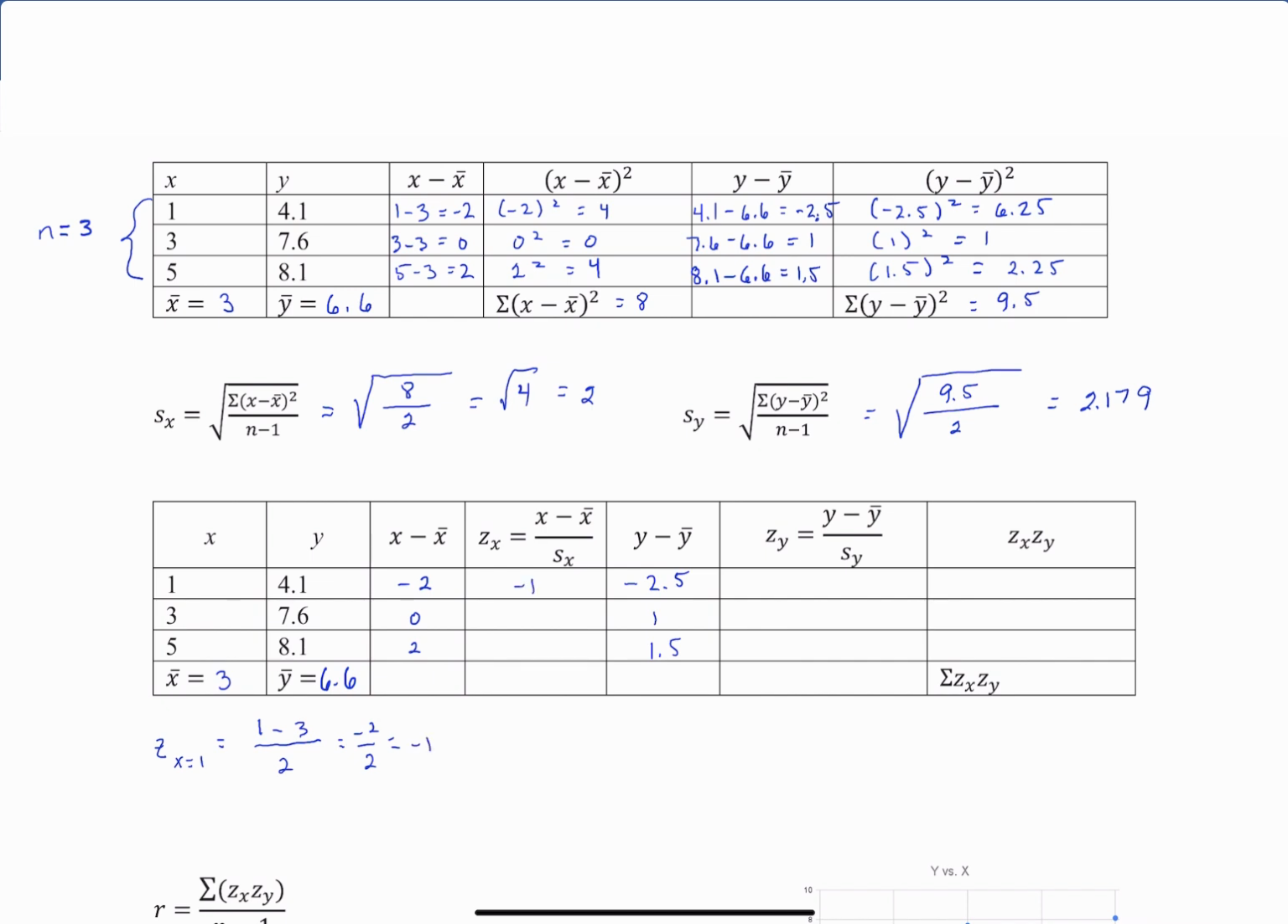If we go over to the y's, the z-score for y equals 4.1 will be 4.1 minus the mean for y, which was 6.6, and then we divide by the standard deviation for y, which was 2.179, and we get approximately -1.147. So I'll put that into my z sub y column.